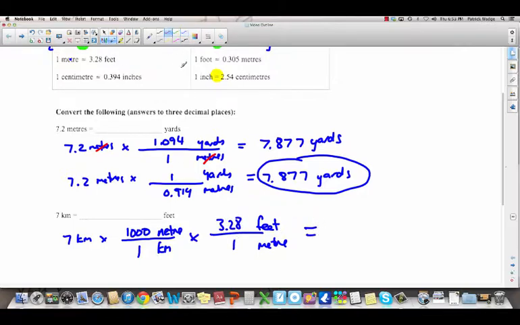Okay, so the meters are taken care of. The kilometers are taken care of. The only thing I have left is feet. That's what I wanted it to be. I'm going to multiply 7 times 1,000. That's 7,000 times 3.28. Get your calculator out, and you get 22,960 feet. Oh, you'd have to divide by 1 and divide 1 by 1, but it doesn't make any difference.